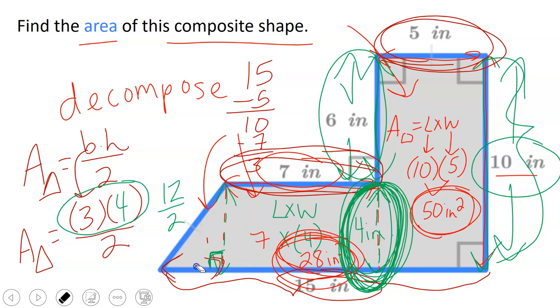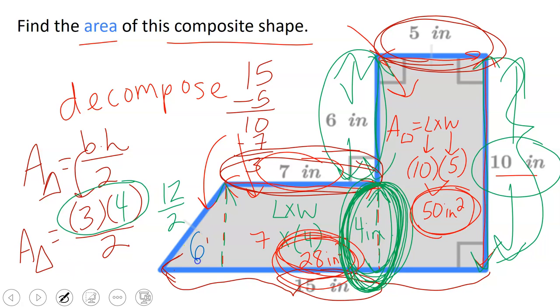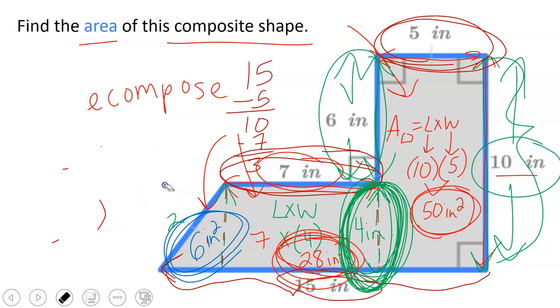So I'm going to erase this work a little bit, and then I'll fill in that the area of this triangle is 6 inches squared. And then I'm going to use my eraser so I have a little bit more room so that I can add up all of these values.